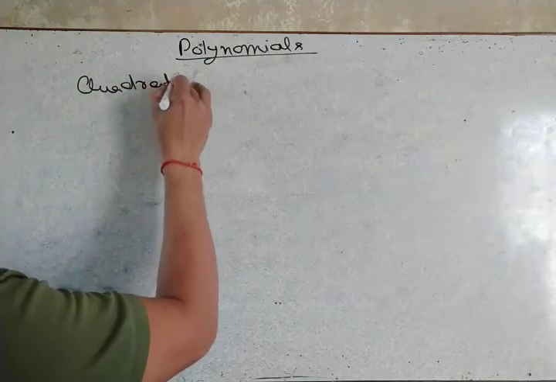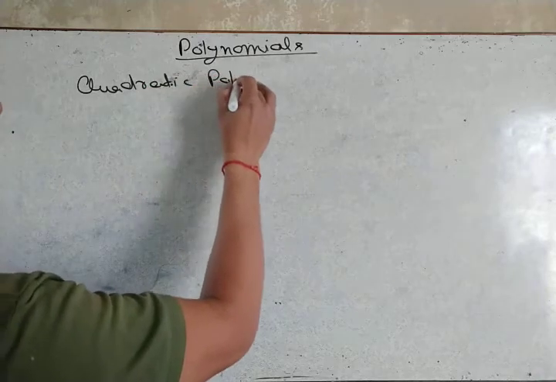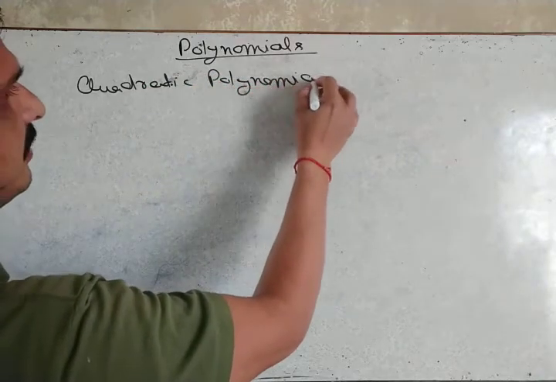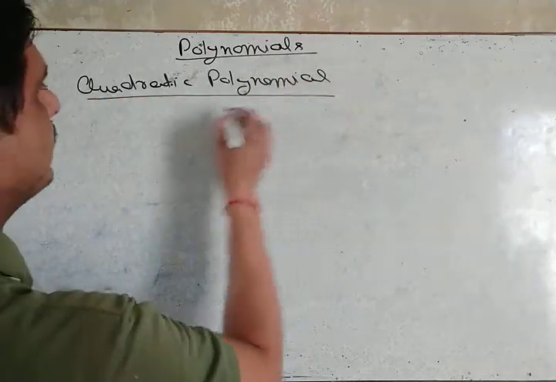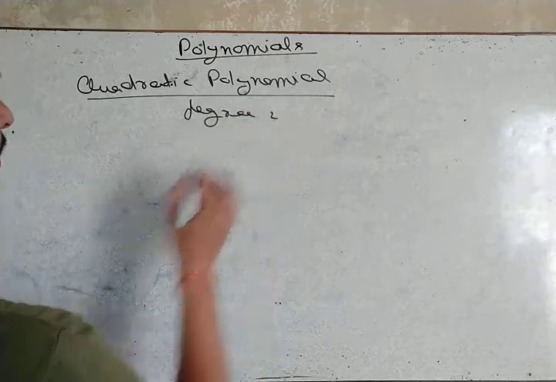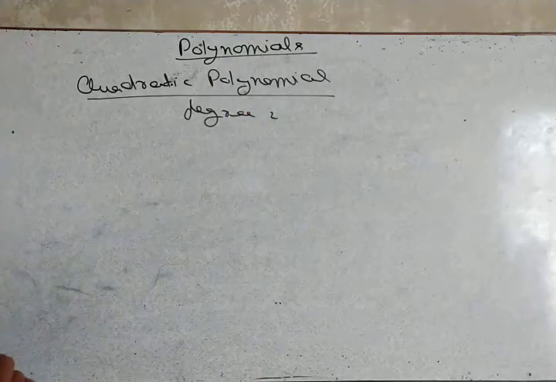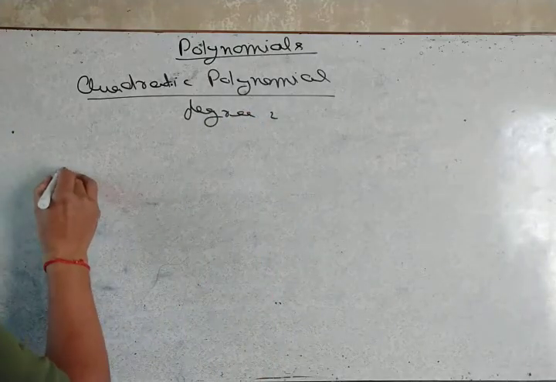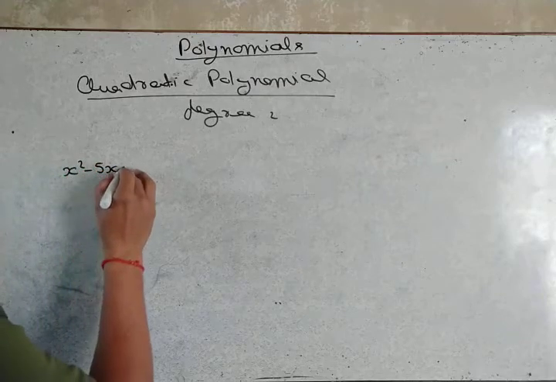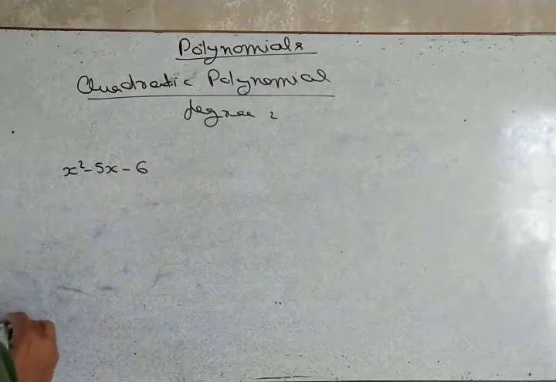What type of polynomial? Quadratic polynomial, which means of degree 2. Now consider one example: x square minus 5x minus 6.